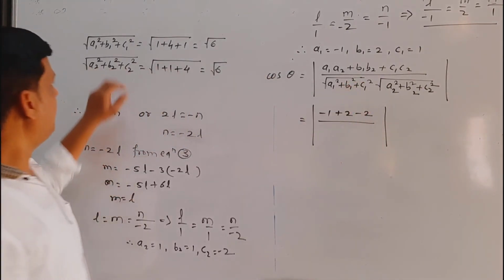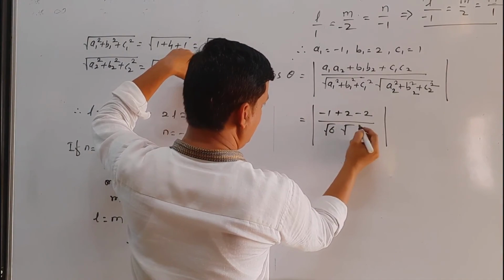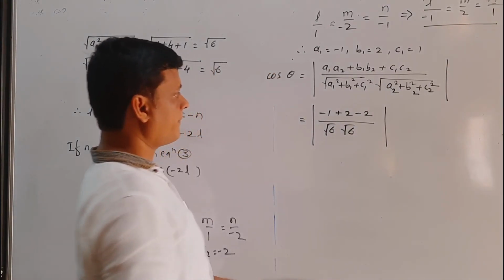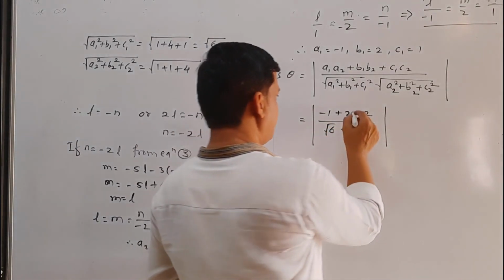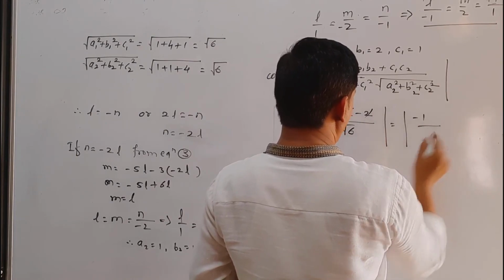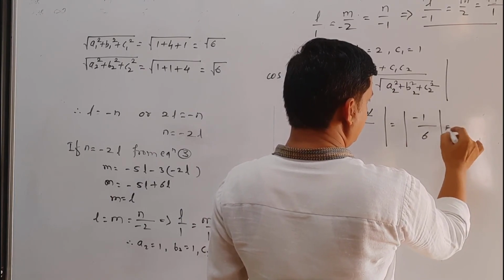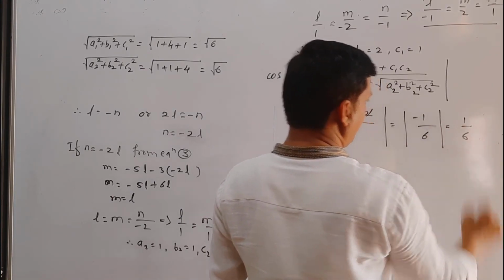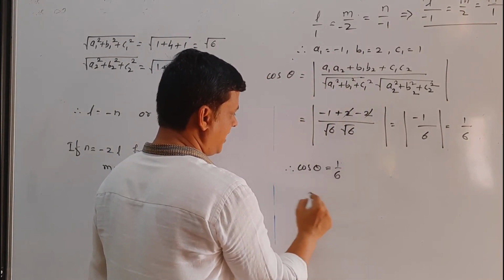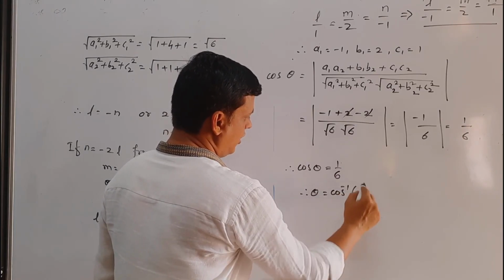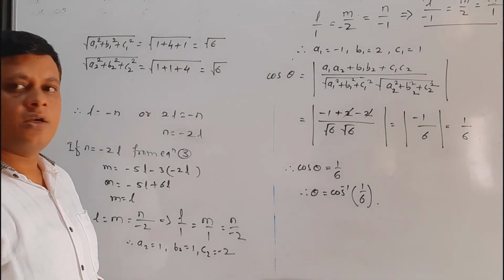the value of root A1 square, B1 square, C1 square, which is root 6. So we write root 6 into root 6. Now after adding this, plus 2 minus 2 get cancelled. So we get minus 1 in mod. So we write minus 1 upon root 6 into root 6, that is root 6 square. So we write 1 by 6. So taking absolute value, we get 1 by 6. Therefore, cos theta is equal to 1 by 6. Therefore, theta is equal to cos inverse of 1 by 6. So in this way, you can find angle between the two lines.